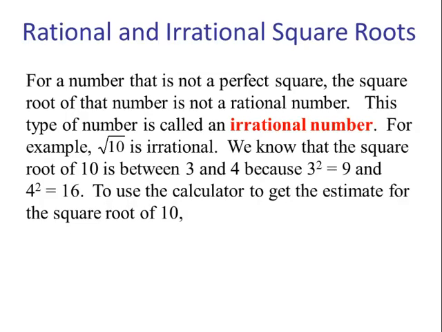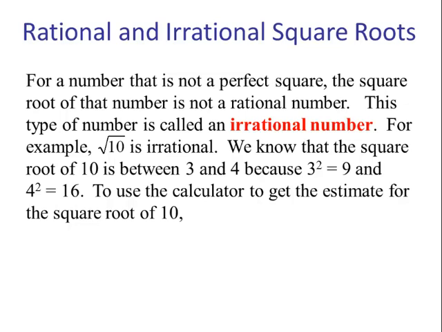For a number that's not a perfect square, the square root of that number is not a rational number. This type of number is called an irrational number. For example, square root of 10 is irrational. We know that the square root of 10 is between 3 and 4 because 3 squared is 9 and 4 squared is 16, and 10 is in between 9 and 16.